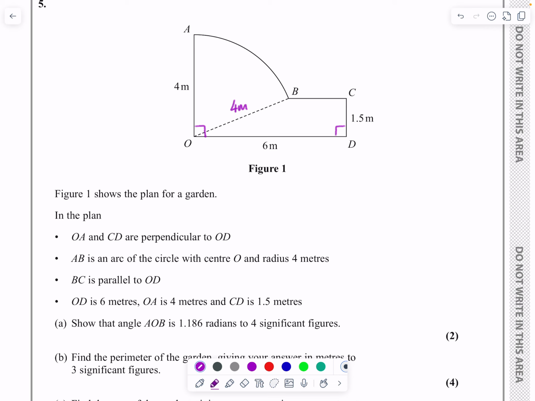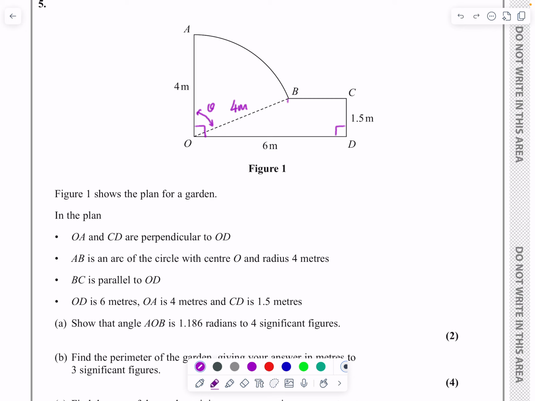Can we find the angle AOB? So angle AOB is this angle here. Let's call it theta. That's what I'm trying to find, is that angle there. And actually everything to me is pointing towards finding this other angle here and then doing pi over 2 minus it. Why would I look at that other angle?